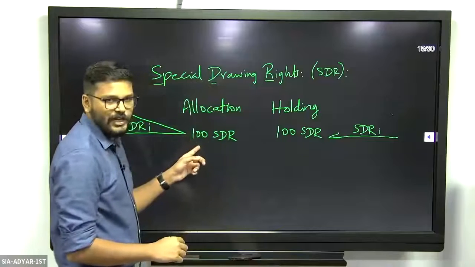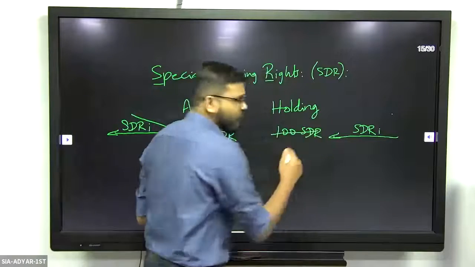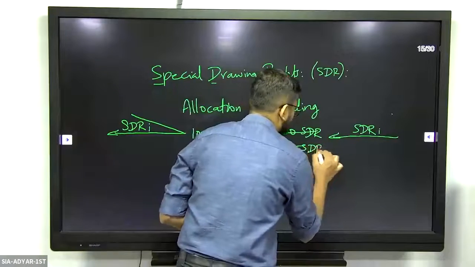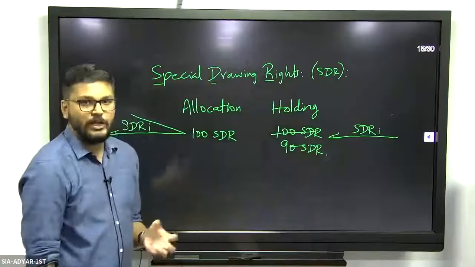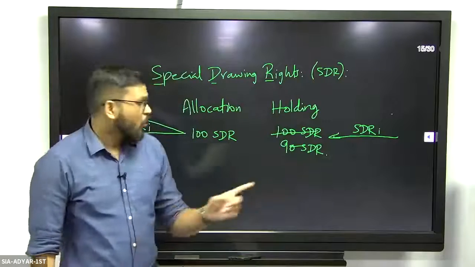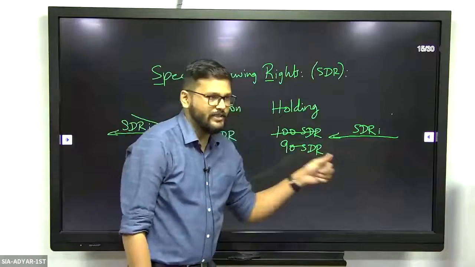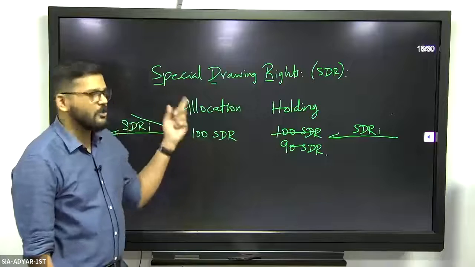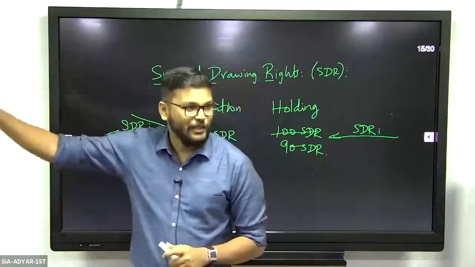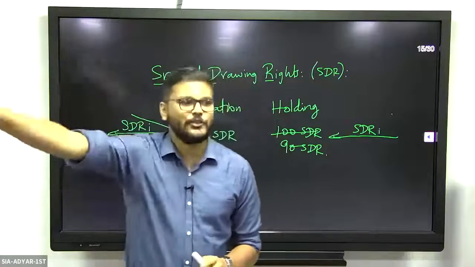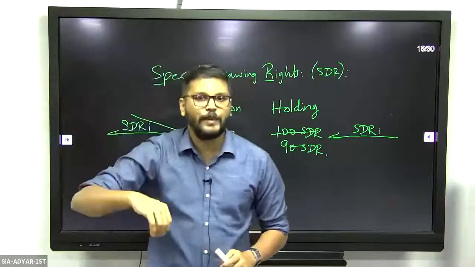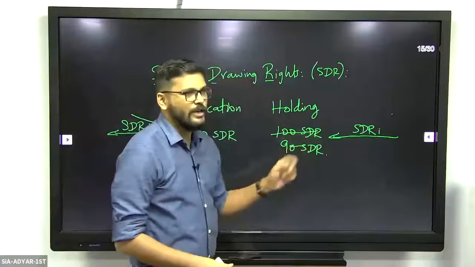They allocated 100 SDR to us. If we use 10 of those SDRs by giving it to USA and converting, we are holding only 90 SDRs, because we have used 10 SDRs, we have given it to them. So for 90 SDRs, we will get interest. We have to pay interest for 100 SDRs because that is what was allocated to us. So it is like this, okay? We are not paying interest to USA, but we are paying interest to IMF. We are converting the currency with USA, but we are paying interest to IMF because our holding has gone down.